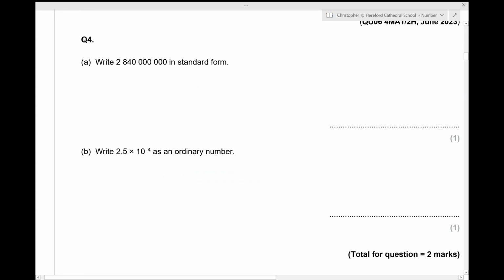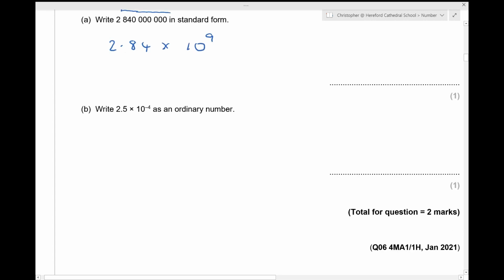Question 4. So I'm going to have 2.84. Now the decimal point was in there. I'm going to have to move it 1, 2, 3, 4, 5, 6, 7, 8, 9 places. So 2.84 times 10 to the 9.